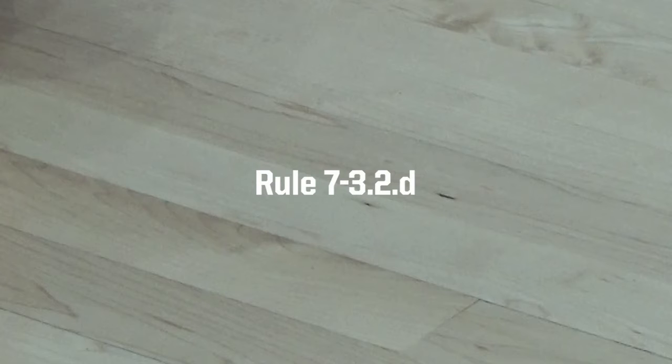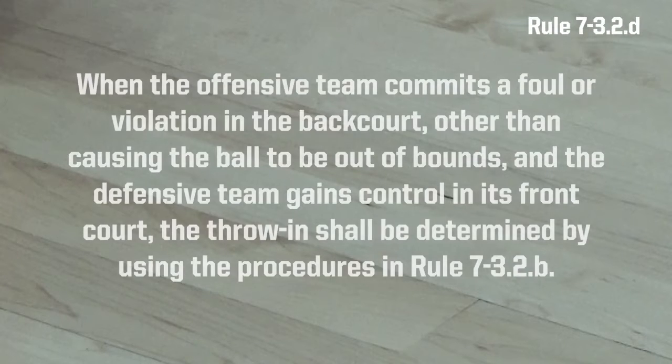Rule 7-3.2.D. When the offensive team commits a foul or violation in the backcourt, other than causing the ball to be out of bounds, and the defensive team gains control in its front court, the throw-in shall be determined by using the procedures in Rule 7-3.2.B.